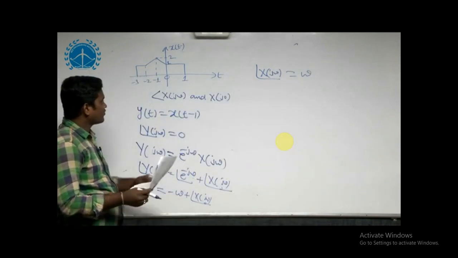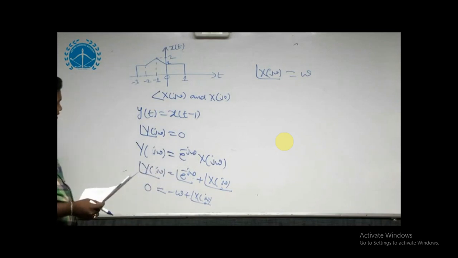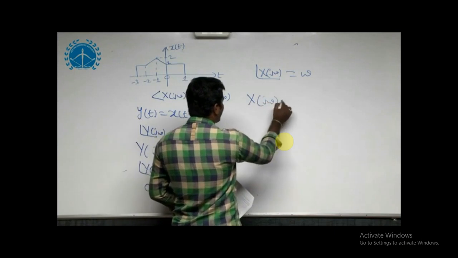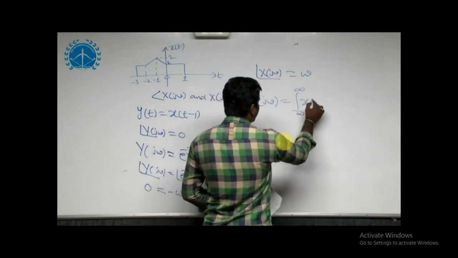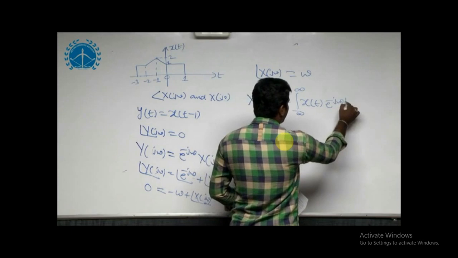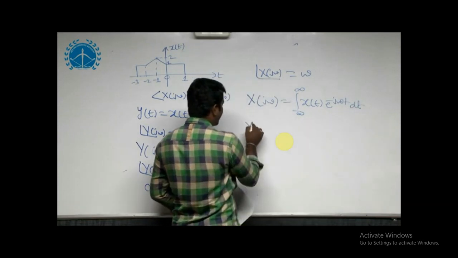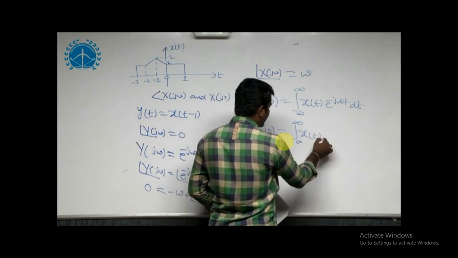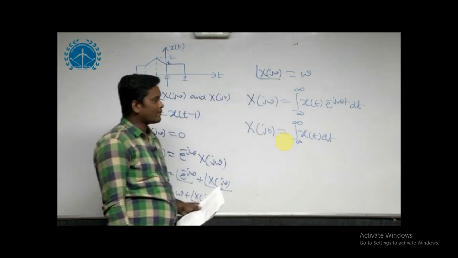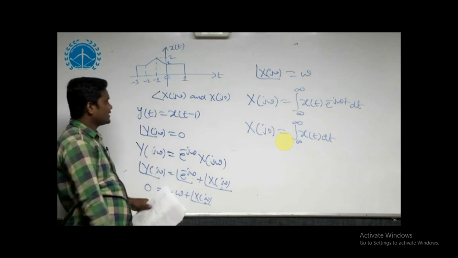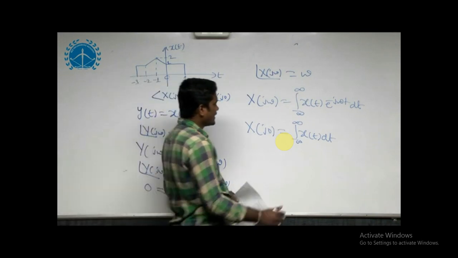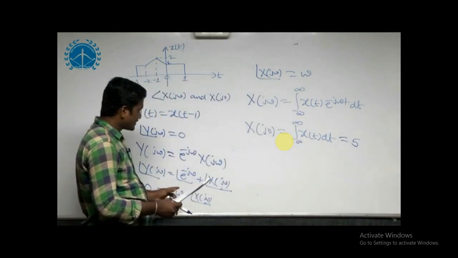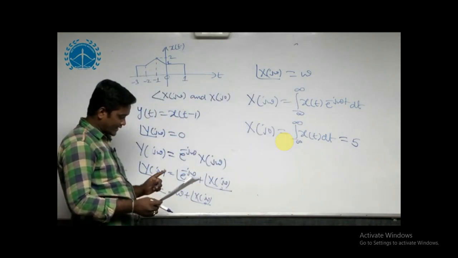Next, we have to find out X of j0 value also. So we know the Fourier transform is X of j omega equals integral from minus infinity to plus infinity of x of t e power minus j omega t dt. Now X of j0 is equal to integral from minus infinity to plus infinity of x of t dt. What is the meaning of this equation? It is the area under the signal x of t. If you calculate the area under the signal x of t, you are going to get 5. So the angle is omega and the area under the signal is 5. So the right answer is B.